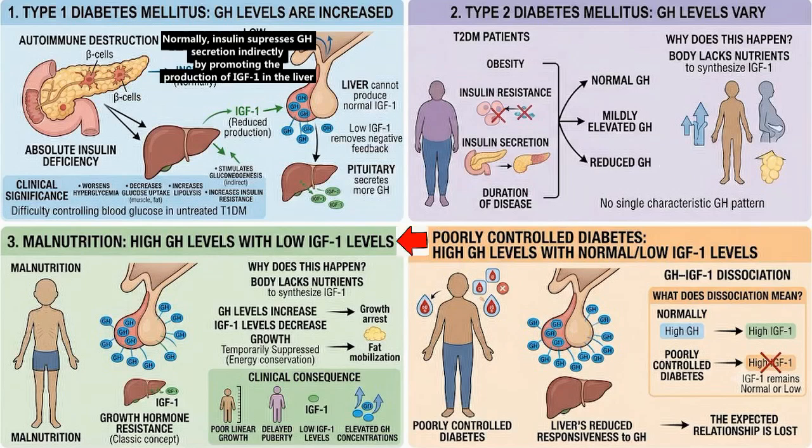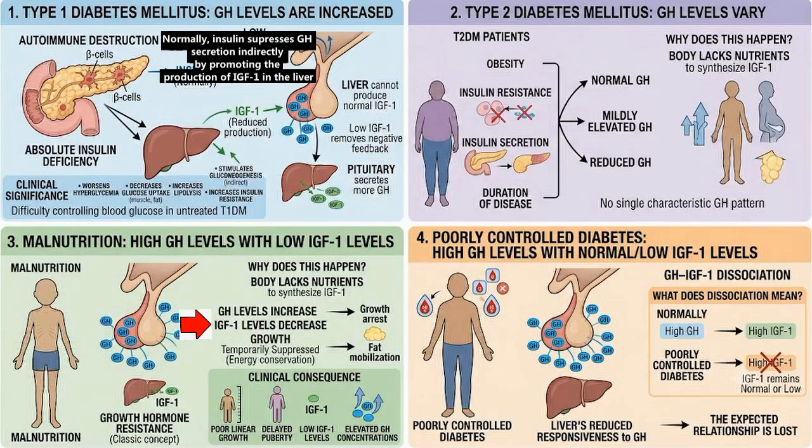3. Malnutrition. High GH levels with low IGF-1 levels is a classic concept known as growth hormone resistance. Let's understand why. During malnutrition, the pituitary continues to release GH, and in fact secretes more GH than normal. However, the liver lacks sufficient nutrients and energy to synthesize adequate amounts of IGF-1. As a result, GH levels increase. IGF-1 levels decrease. The body becomes resistant to the growth-promoting effects of GH.